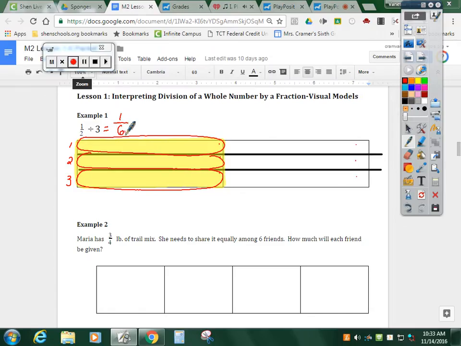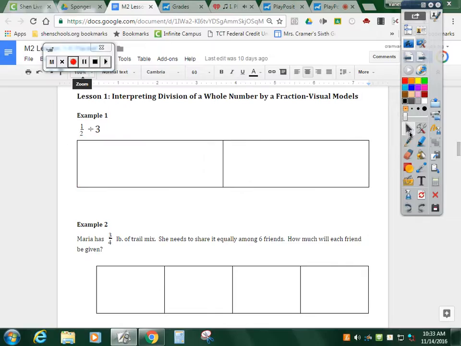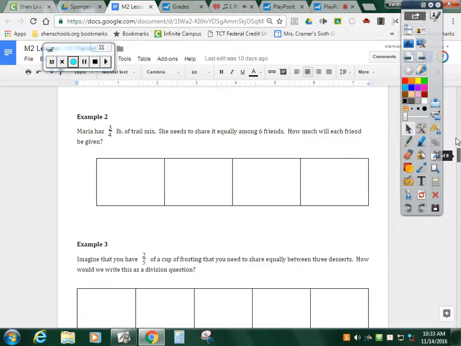That's a lot, so let's try another one. I want to make sure that you really understand this before you move on. Okay, example 2.